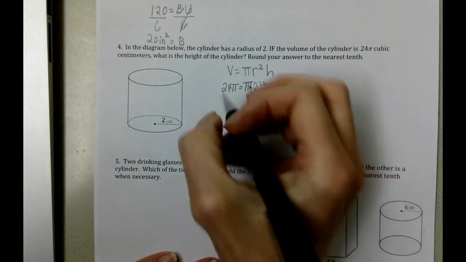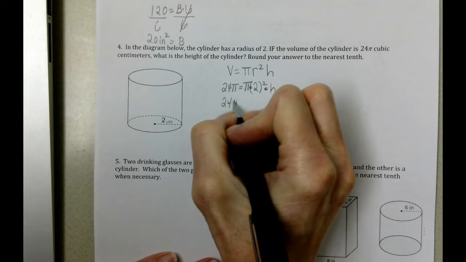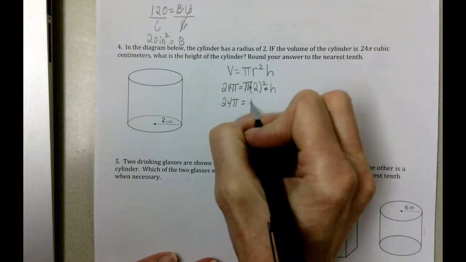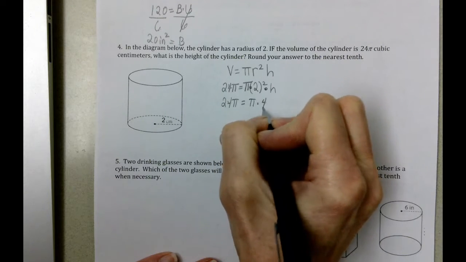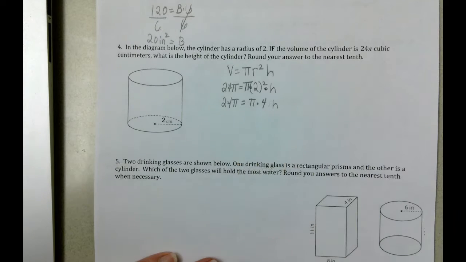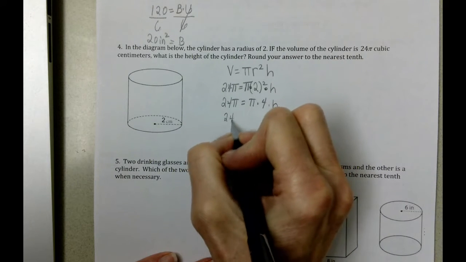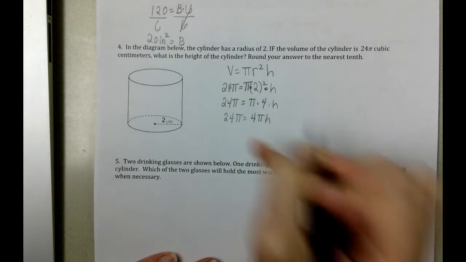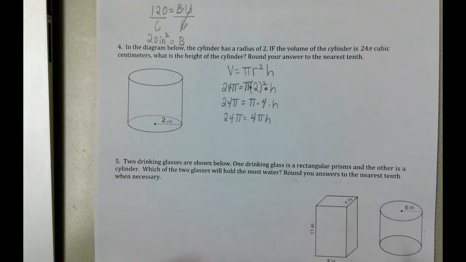So if we simplify this right side, we get 24 pi equals pi times 4, which is what 2 squared is, 2 times 2, times h. If we write this a little better, we have 24 pi equals 4 pi h. And again, what we're trying to do is figure out the height of this figure, so we want to get h by itself.